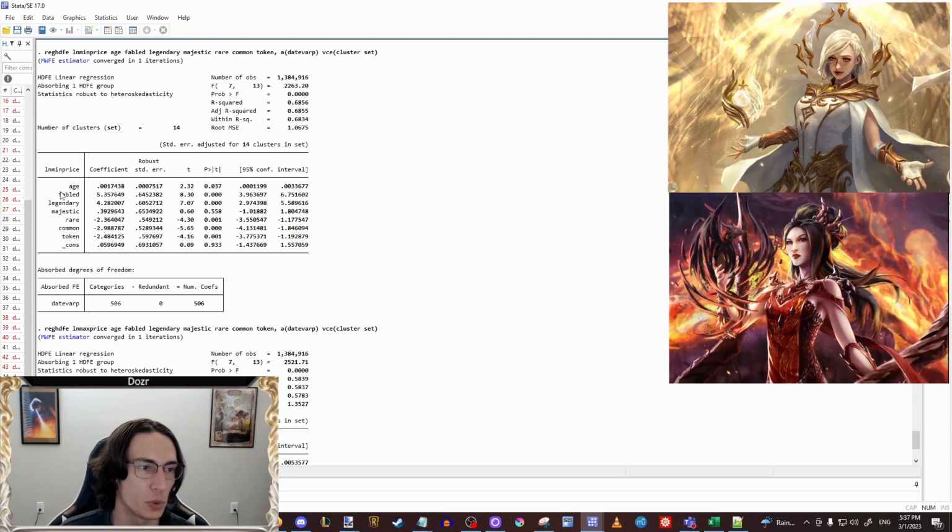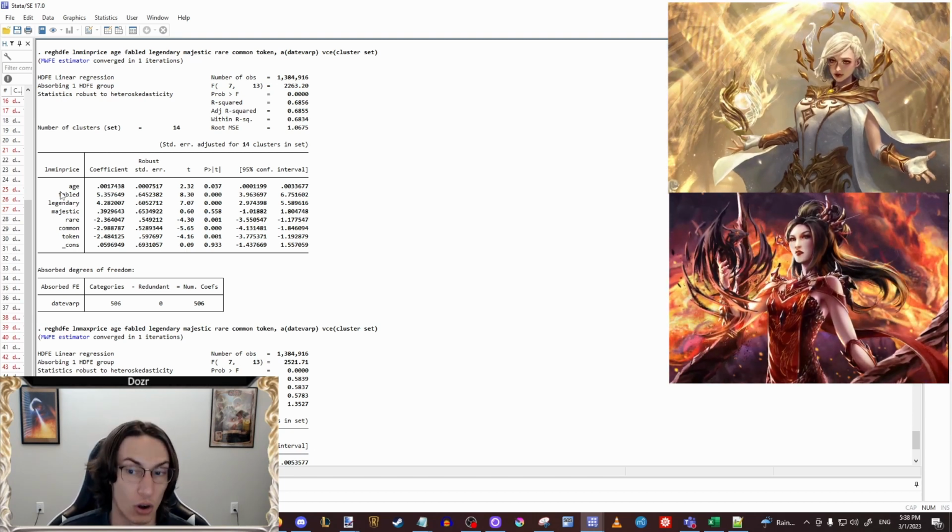And we can do that for every card. And so we can see how much age has an effect on the price of the card.